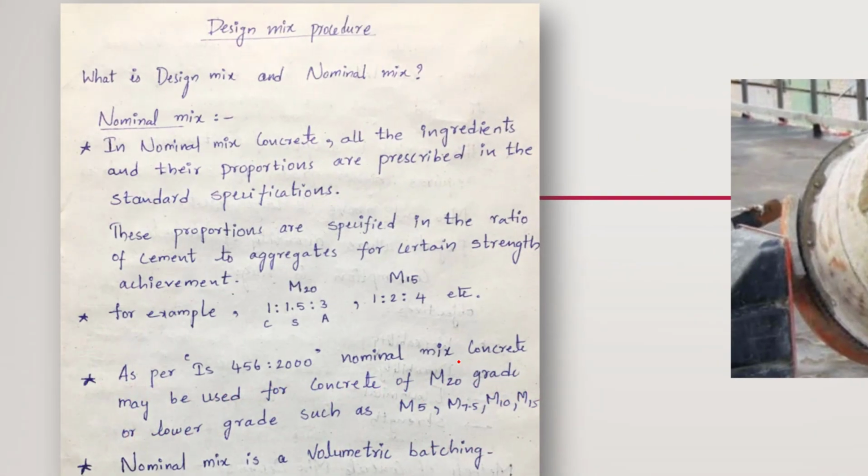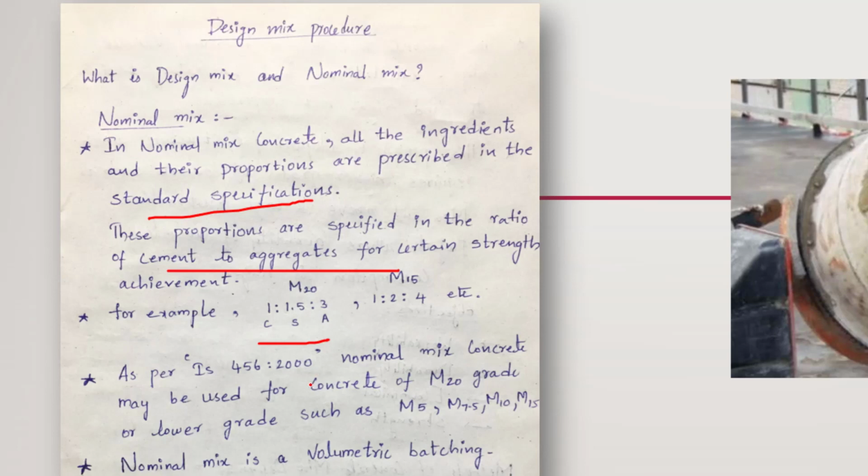First, what is nominal mix? In nominal mix concrete, all the ingredients and their proportions are prescribed in the standard specifications. These proportions are specified in the ratio of cement to aggregates for certain strength achievement. For example, 1:1.5:3 means what? Cement is 1, sand is 1.5 and aggregate is 3.